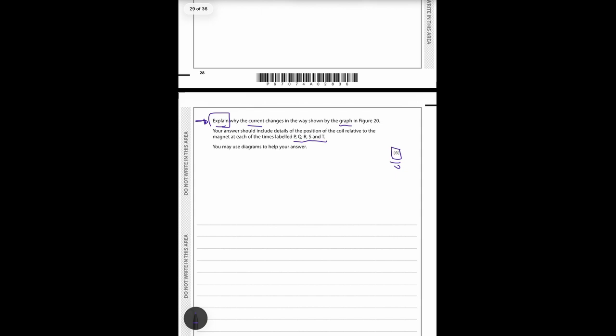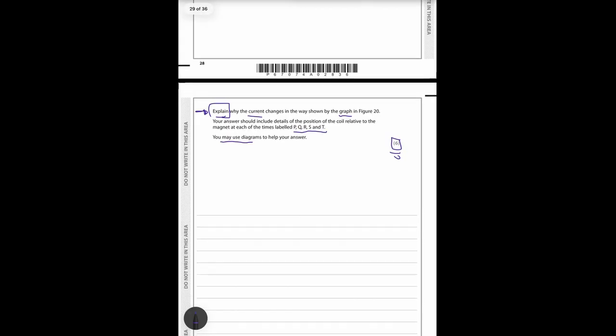And then the last thing it says here, you may use diagrams to help you answer. Hopefully you all know what that means. If it says you may use diagrams, it means there's marks available for it, which means you had better use a diagram. If it gives me the option and I know there's marks available for it, I'm going to try to get the marks if I can.